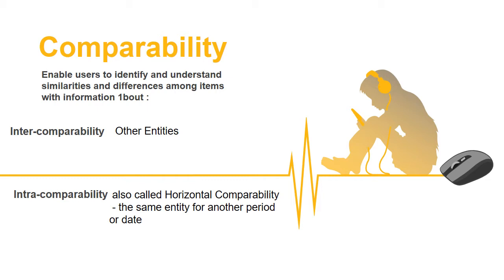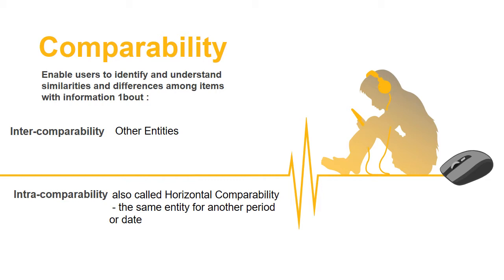When we say comparability, it enables users to identify and understand similarities and differences among items with information about what? So we have two comparability, the enter comparability and intra comparability. Enter comparability is also known as vertical comparability, while intra comparability is also called horizontal comparability. Enter comparability means you are comparing two or more entities, different entities. For example, you are comparing the financial position for the year 2020 of Corporation A and Corporation B. So, magkaibang entity yon. So, that is enter comparability.